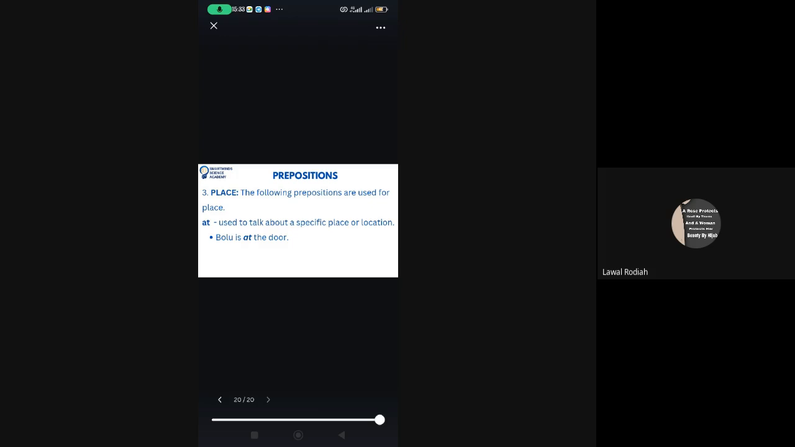So for your preposition of time, you have at, in, on, before, after, until, from, since, throughout. And for your preposition of transportation, you use by, on, in. Then for place, you have in, on, at.